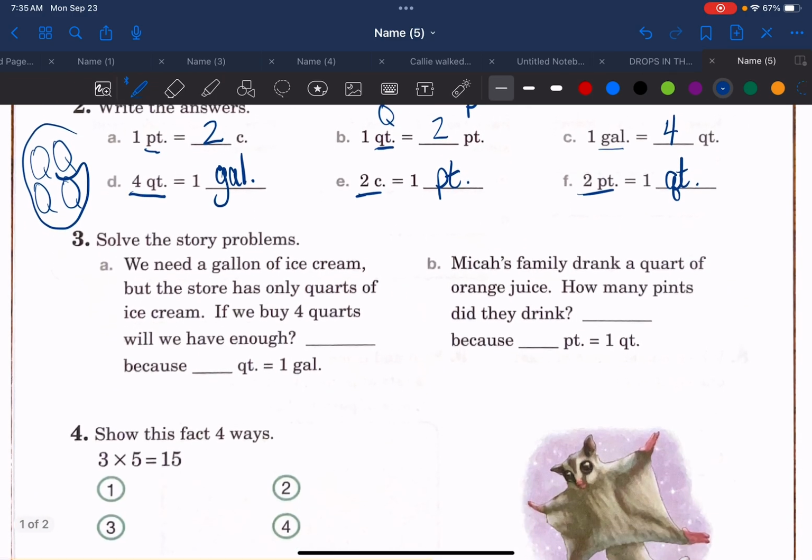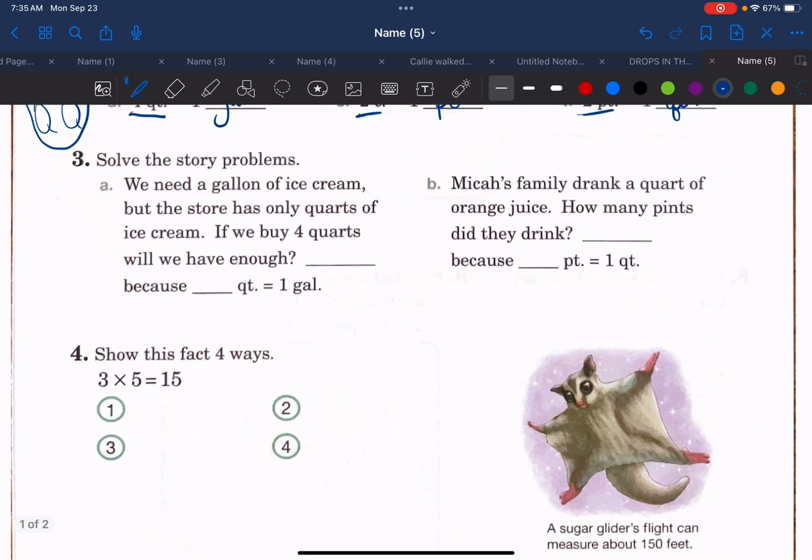Okay. All right, solve the story problems. I'm going to read them, but I would like you to solve them because otherwise I will do this whole paper with you and I want you to do something on your own. It says we need a gallon of ice cream, but the store only has quarts of ice cream. If we buy 4 quarts, will we have enough? So this first one is either yes or no.